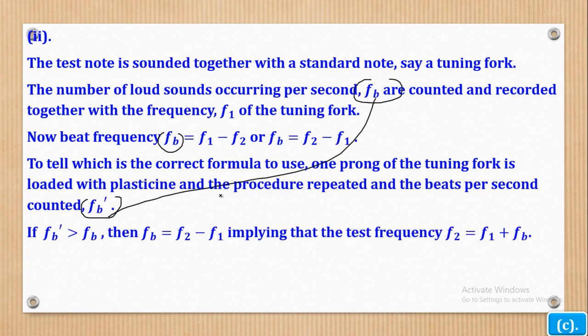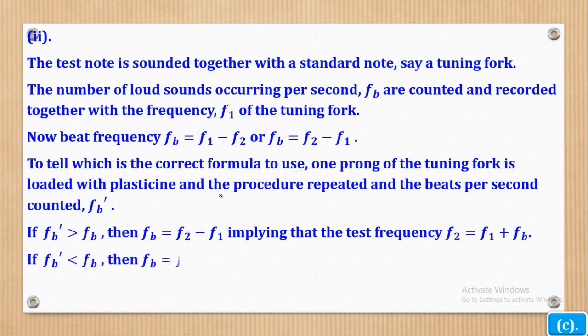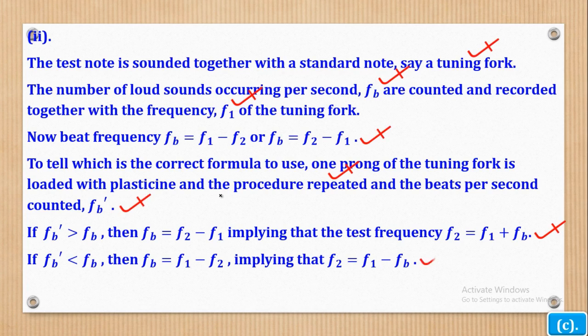After that we shall compare this FB prime with this FB here, which we got here. So if FB prime is greater than FB, it implies that FB is equal to F2 minus F1, implying that the test frequency F2 is equal to F1 plus FB. But if FB prime is less than FB, then FB will be got by F1 minus F2, implying that F2 will be equal to F1 minus FB. So in that way we shall have got the frequency of this test note using beats.